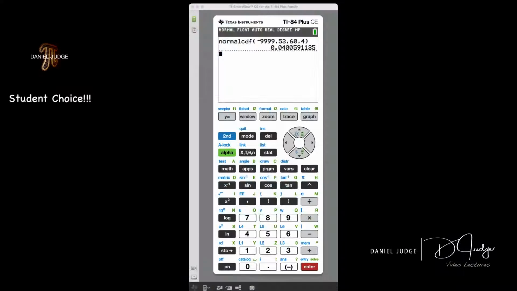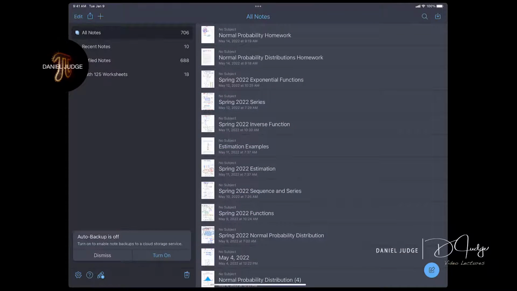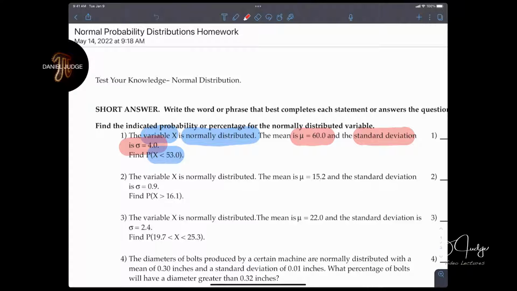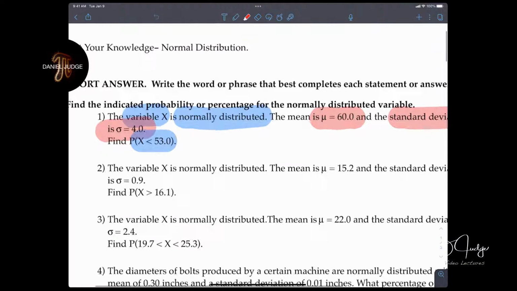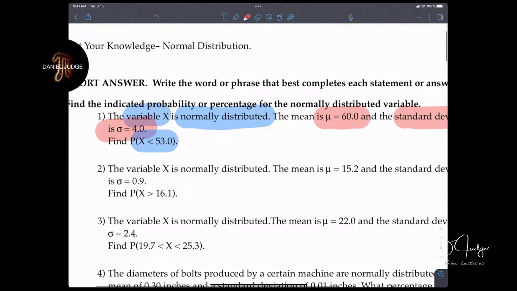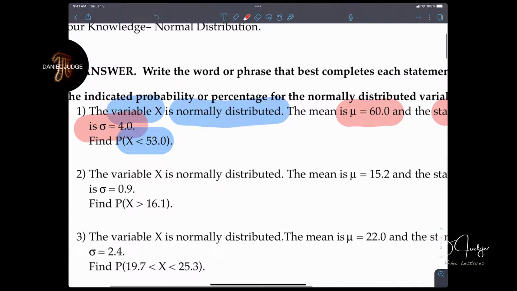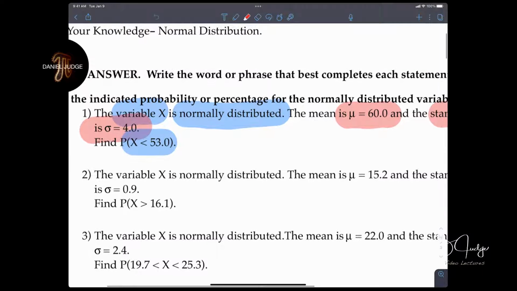Now, take a look here. If we go back to the iPad, let's find out what they asked. Find the indicated probability or percentage. Now, that's not very clear. Which one do they want? Do they want the probability value or do they want the percentage value? Well, I gave you both. On my test, I'm clear. I will say either probability or percentage.